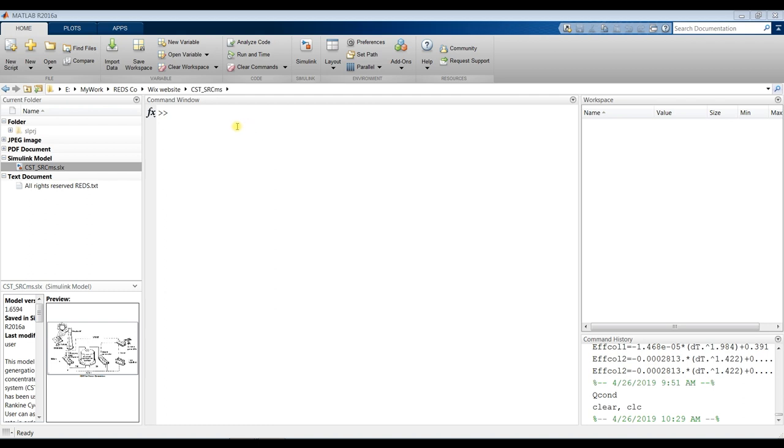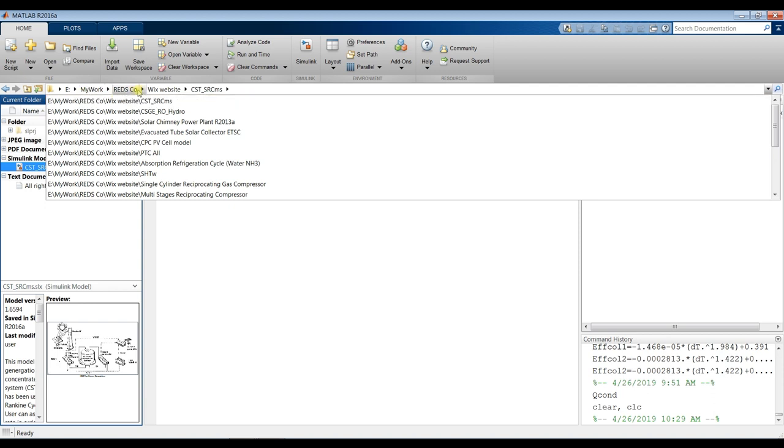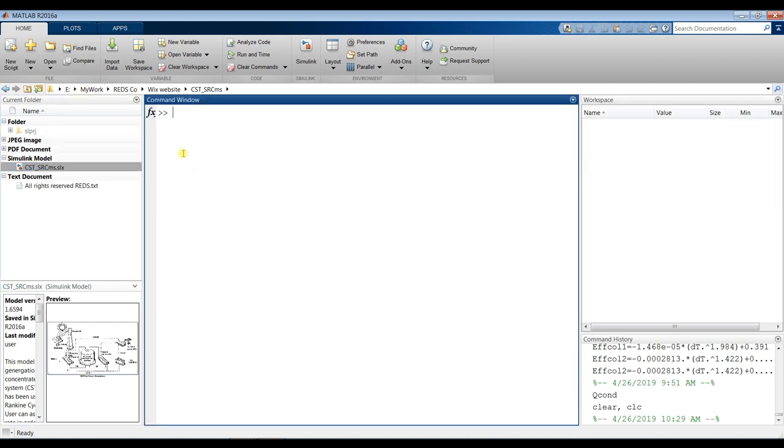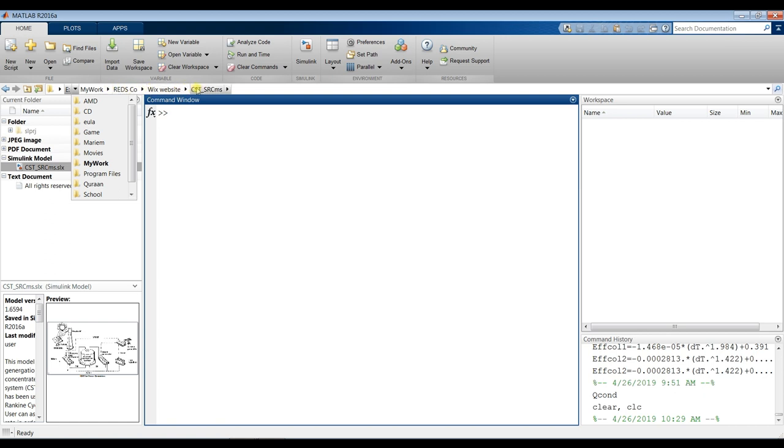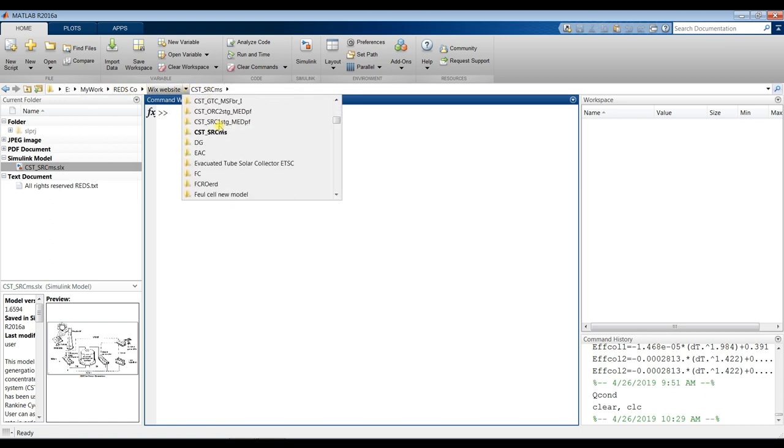Today our subject is concentrated solar tower for steam Rankine cycle by the use of molten salt as a main working fluid. After you download your model, you have to copy it. Don't run it from your desktop, just copy it to your working folder. This is my working folder, so I go to it and choose my model.